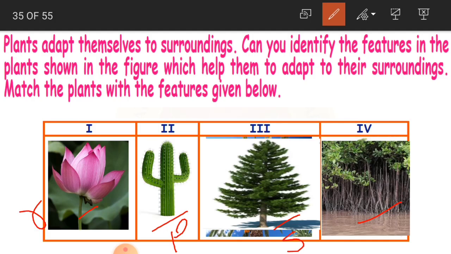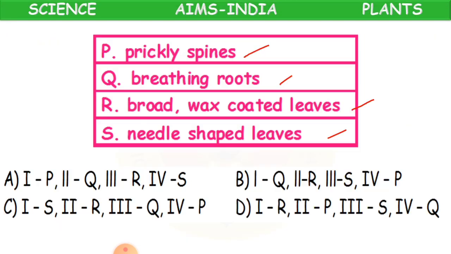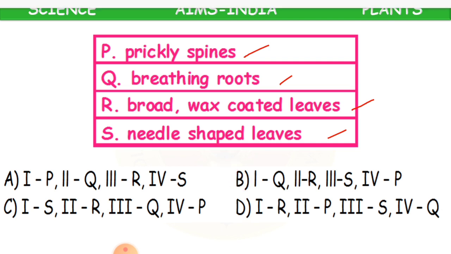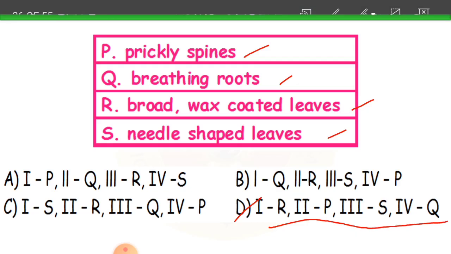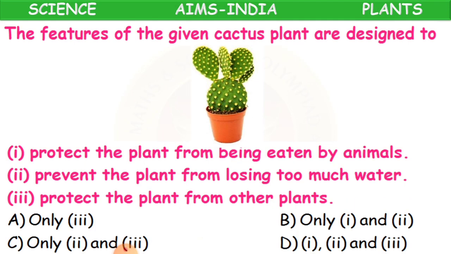And the fourth one, mangroves, which have got breathing roots. No, breathing roots is of what, children? Q. Now 1 is for R, 2 is for P, 3 is for S and 4 is for Q. So let us see where do we have this option. This is for D. That is, D is the correct answer. Clear? So this is for D. D is the correct answer. Clear, children? Now we'll move on to the next question.